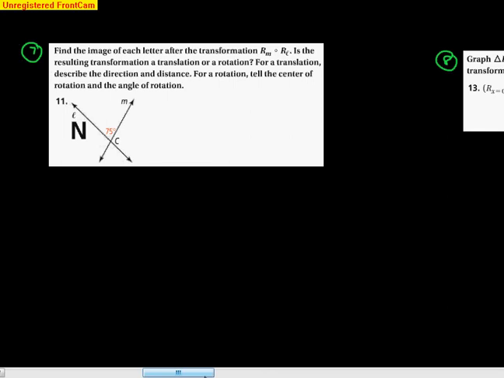Okay, number 7 here. A freehand draw. We're going to reflect this letter N, I apologize, and we're going to reflect it under this composition. Reflection over M, composite with reflection over L. And remember that we go backwards, right? So we're going to do the reflection over L first.